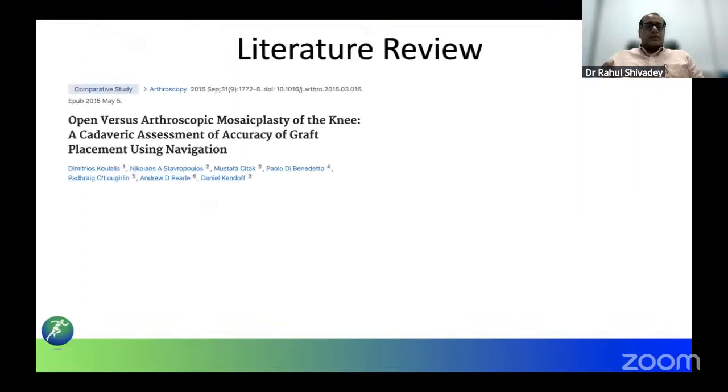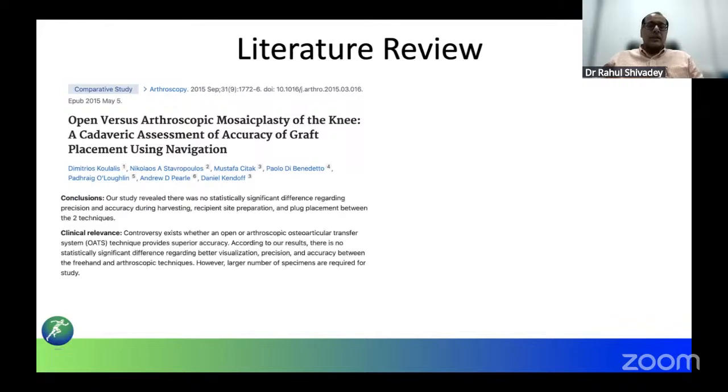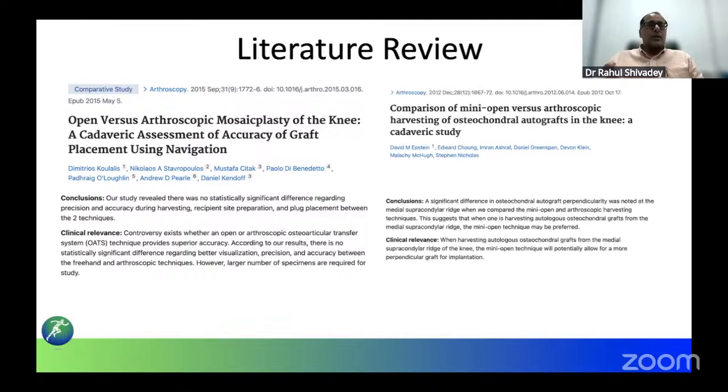So in the literature, now I would like to start from the other end, from the tail end. There's a lot of literature about arthroscopic mosaicplasty versus open mosaicplasty, and a lot of literature has come out and said that if you do the procedure properly, arthroscopic or open, there is not going to be a larger difference in the outcomes of the patient.